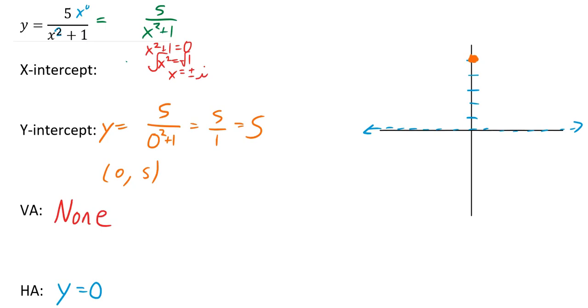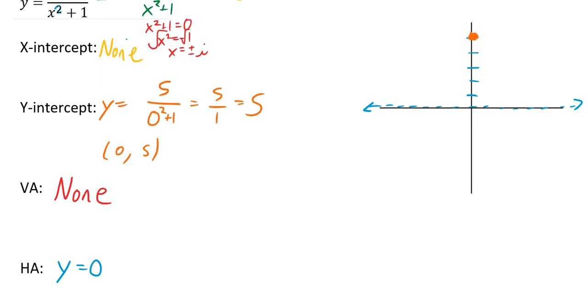X-intercepts come from after factoring and canceling. There's nothing to factor, there's nothing to cancel. Looking then at the zeros of the numerator, looking at what makes 5 equal to 0, nothing's going to make 5 equal to 0. They are different numbers. No x value is going to change that. So there's no x-intercept.